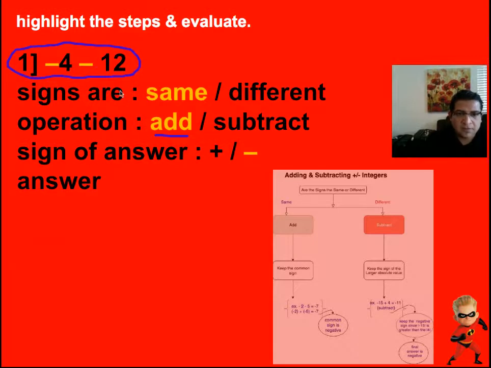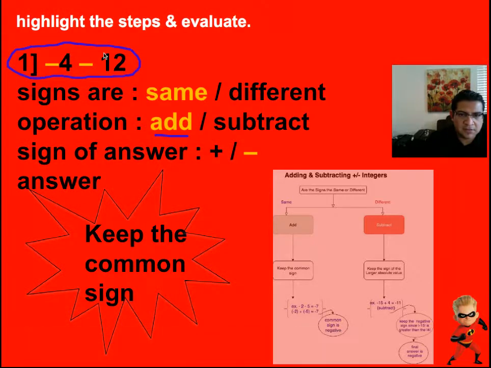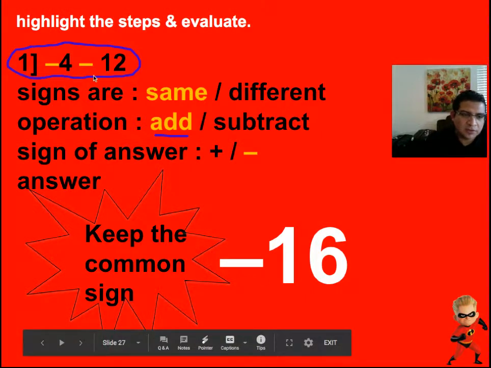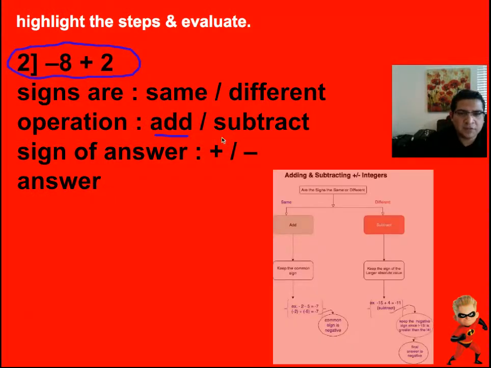All right, so if we add this, 12 plus 4 will be, right? Keep the common sign here because the sign is negative, so our answer will be negative, and the answer should be negative 16. So 12 plus 4 is 16. The sign is going to be negative since we keep the common sign.